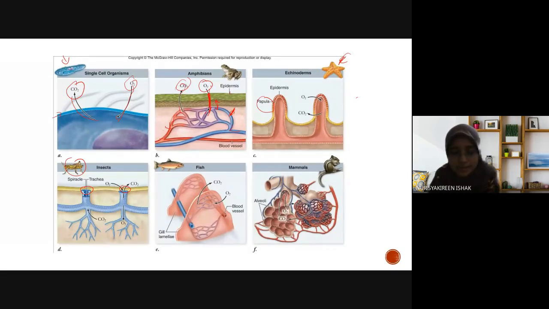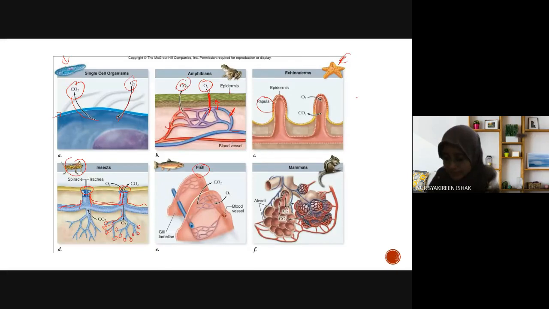The spiracle is an opening at the body surface that allows oxygen to enter and carbon dioxide to be released from the tracheal system. So this is a tube. Like our trachea, but for insects, they have a tracheal system, branches of tubes, air tubes, that branch into individual cells. It will terminate into individual cells within the body of the grasshopper. And then you have the fish.